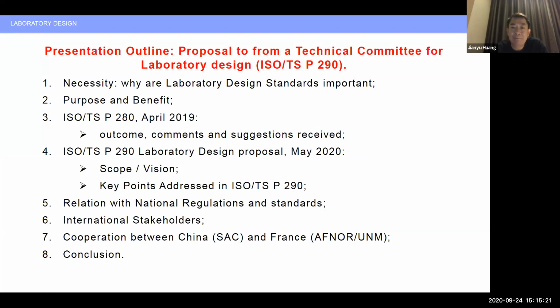April 2019. Outcome, comments, and suggestion received. Fourth, ISO TSP 290 laboratory design proposal made 2020 scope and vision, key points addressed in ISO TSP 290. Fifth, relation with national regulations and standards. Sixth, international stakeholders. Seventh, cooperation between China and France. The last one is the conclusion.